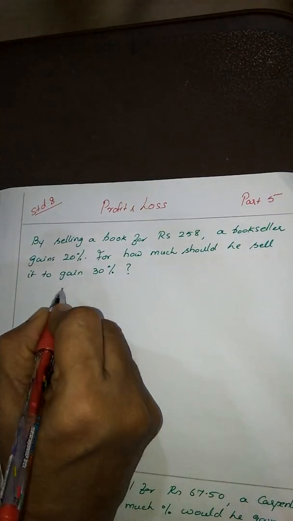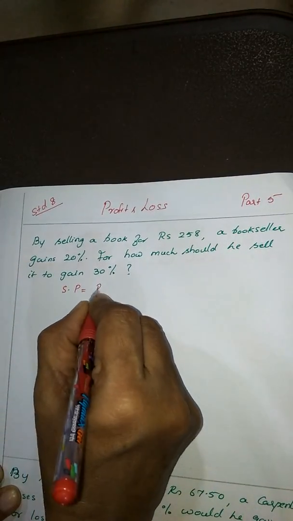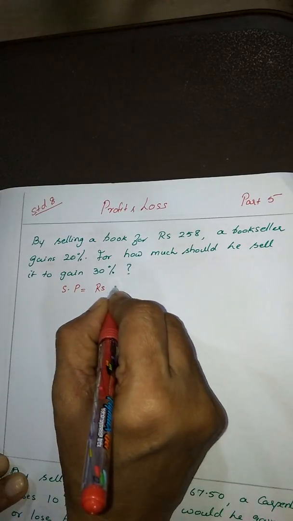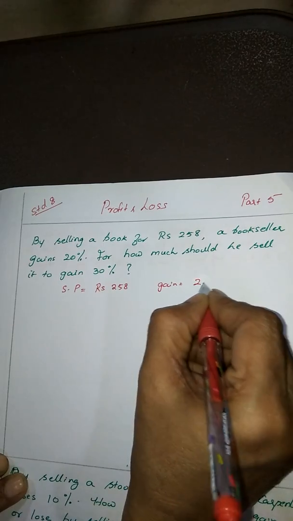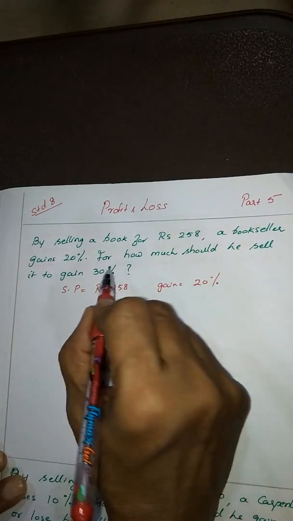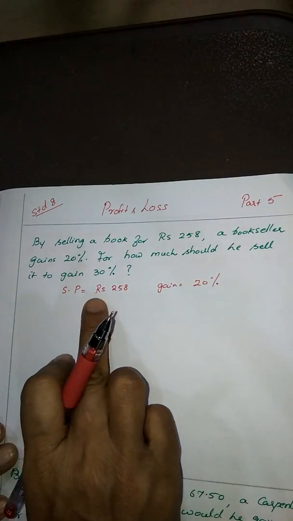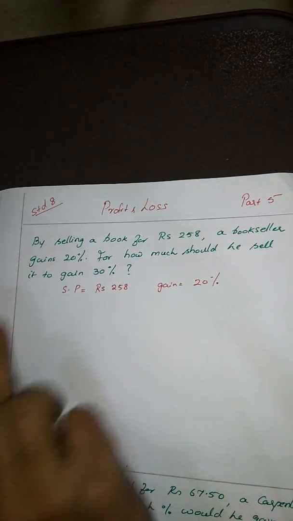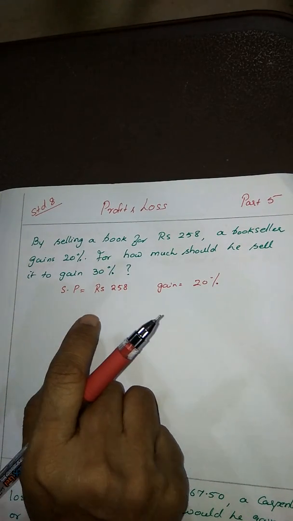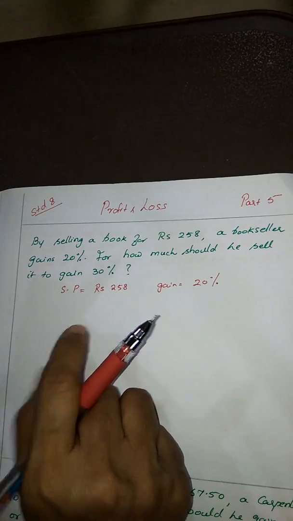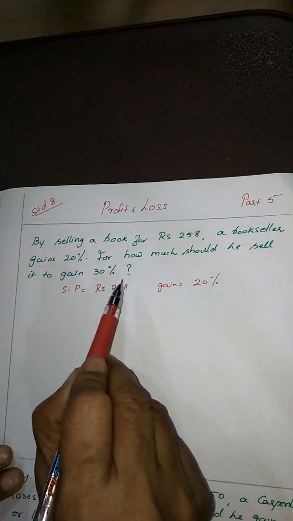The selling price is equal to, first you have to write whatever data is given. So selling price is equal to 258, gain is equal to 20%. Now for how much should he sell it to gain 30%? So now selling price and gain is given. From this you can find the cost price. And the cost price will not change of any item. The cost price will not change, but the selling price will change according to the profit or loss that you have decided to take.